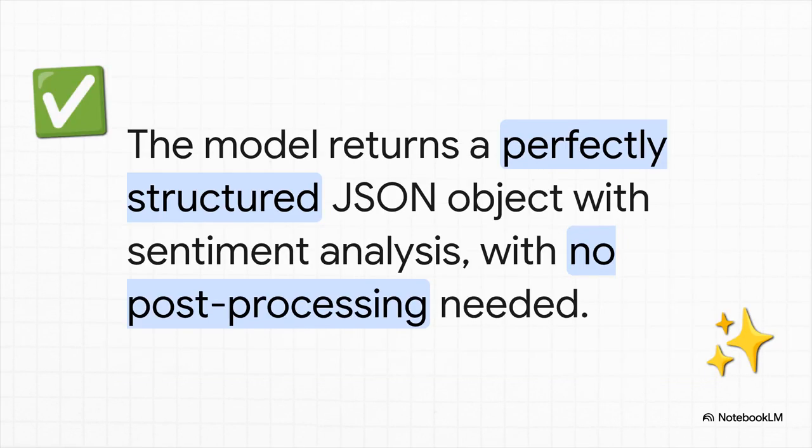And here's the result. Just look at that. No parsing, no extra code, no regular expressions, just a clean, perfect JSON object that correctly identified the negative sentiment for cost and the positive sentiment for quality. The model understood our request and had no choice but to follow the structure we gave it.